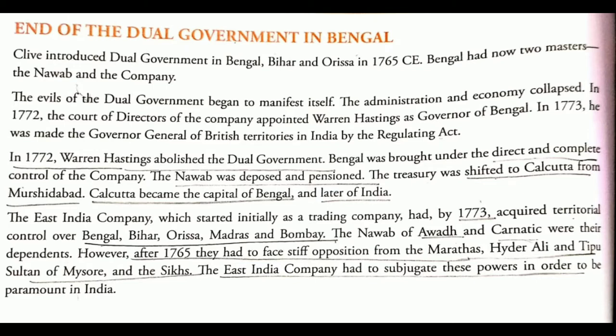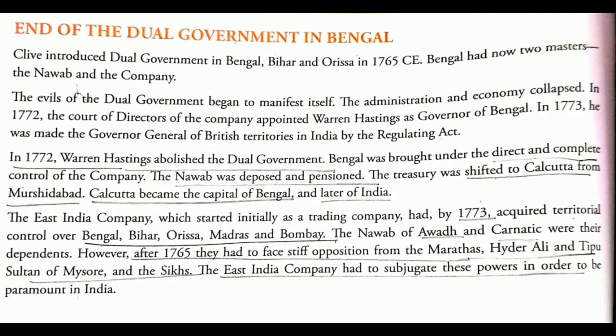So what happened later on? The company decided that Warren Hastings had to be appointed for Bengal, and in 1773 he was made the Governor General of British territory in India by the Regulating Act. So here, under the Regulating Act, Warren Hastings was made the governor of Bengal.